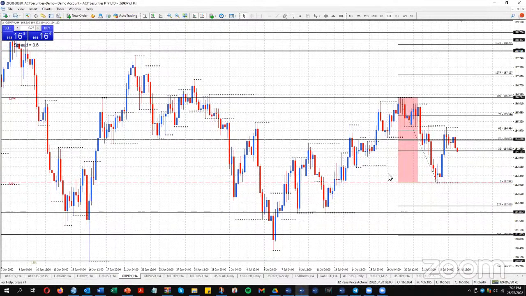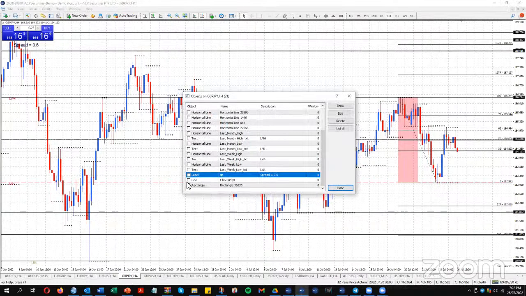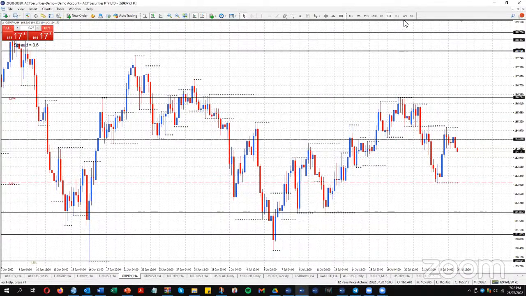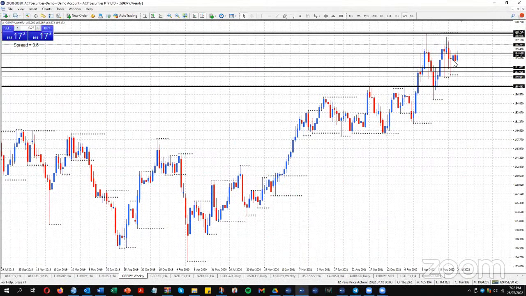All right, let me just get rid of that fib in the box. We'll put those back in a moment. So very range bound is the pound yen, but what we had from a weekly chart perspective is a very negative week that we rejected up here. And we failed once more at the 164.64 level.